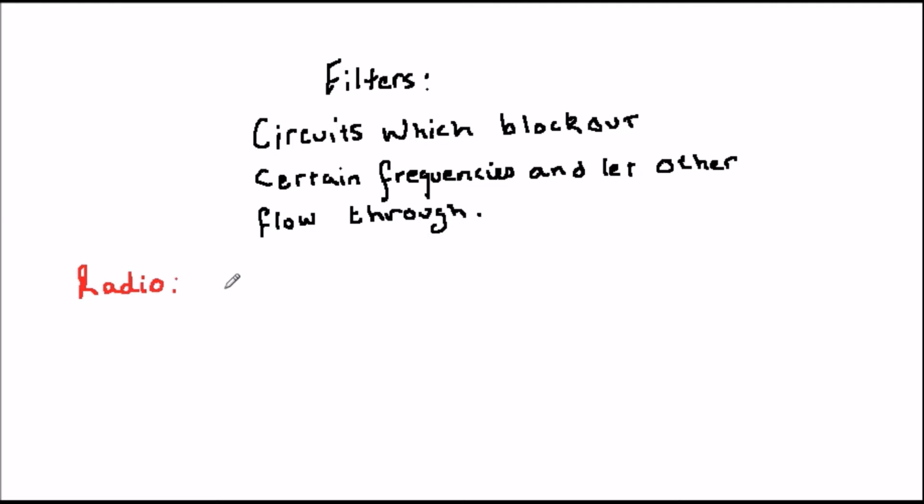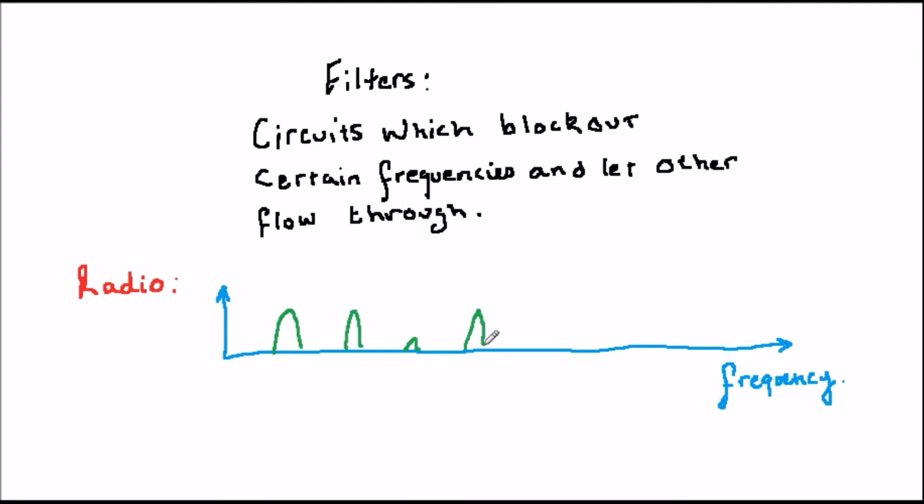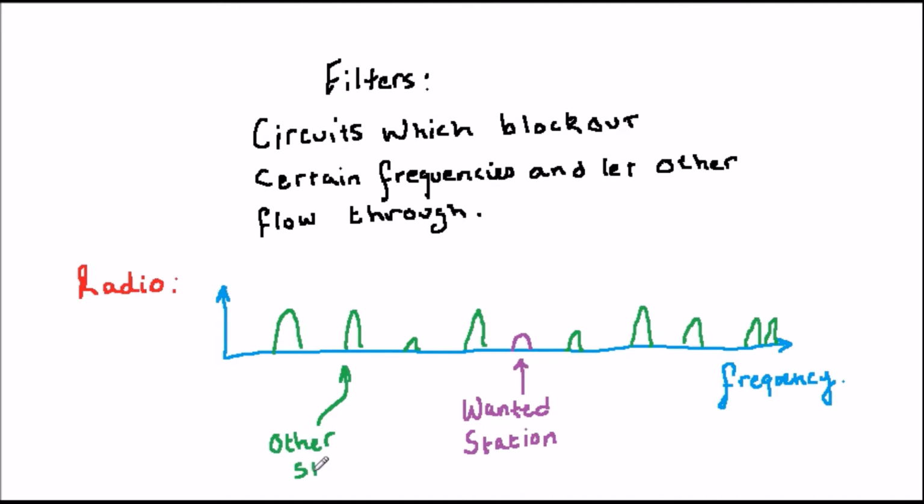Firstly, suppose that we are building a radio or a television receiver. One of the first things that we'd like to do is select the correct station on its allocated frequency and reject the others that we don't want to hear. This is a good application of filters.